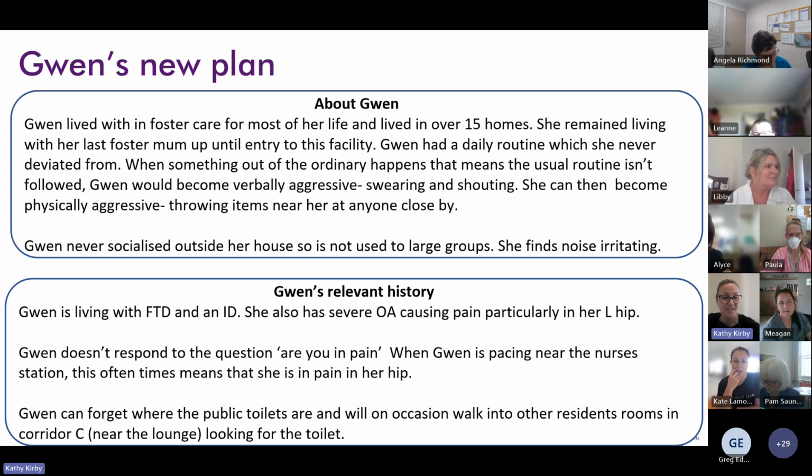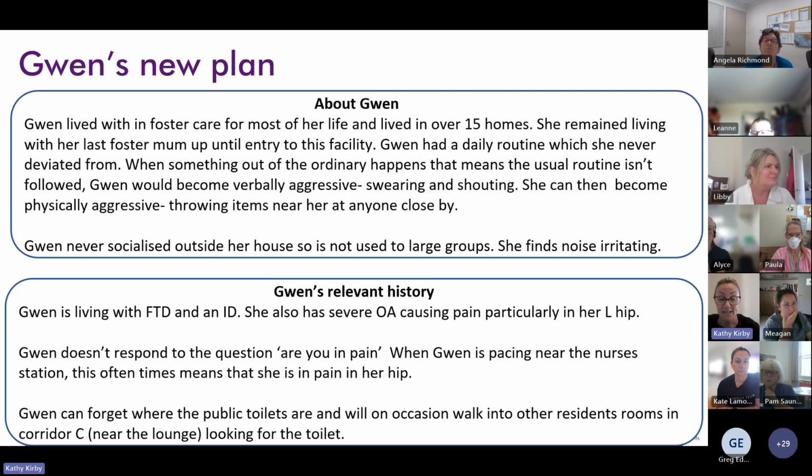So this is what we started to look at when we were pulling together her behaviour support plan. We had some details about Gwen, and remembering we want to think worst case scenario. We're thinking an agency nurse coming in on a night shift by herself. What does she need to know that's important about Gwen?